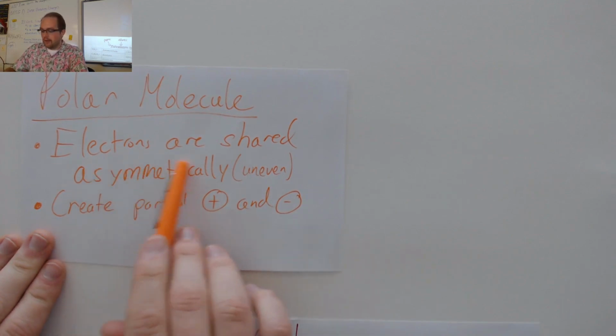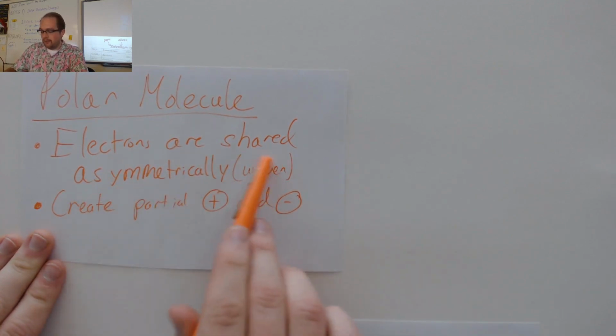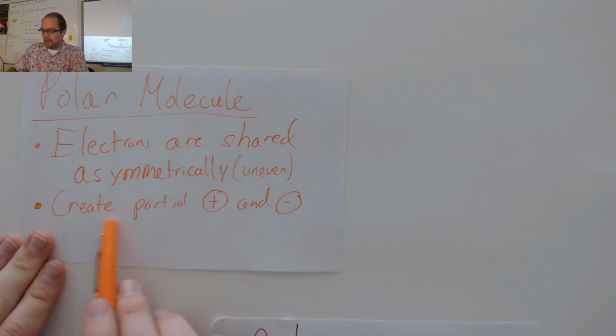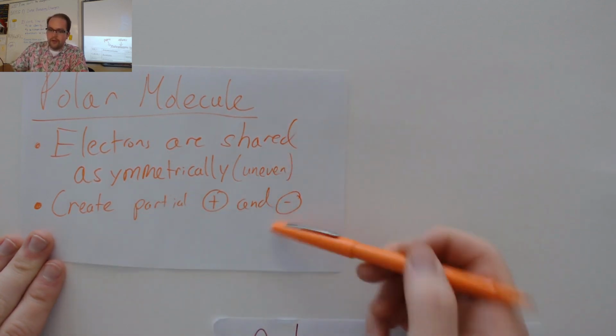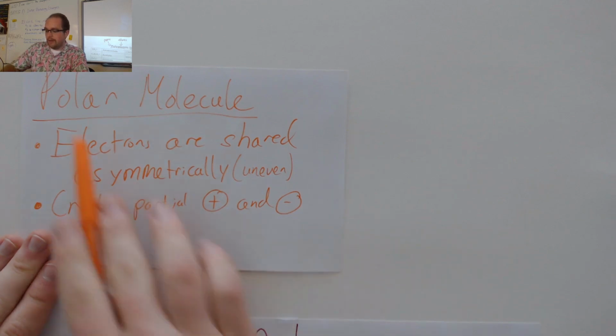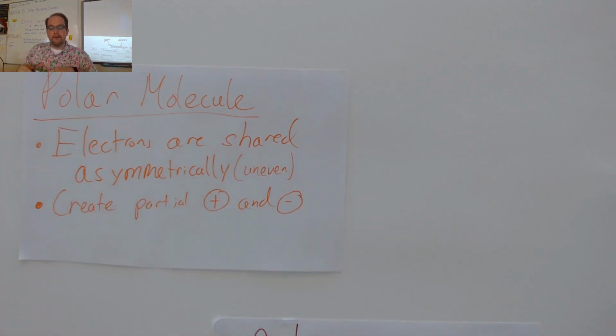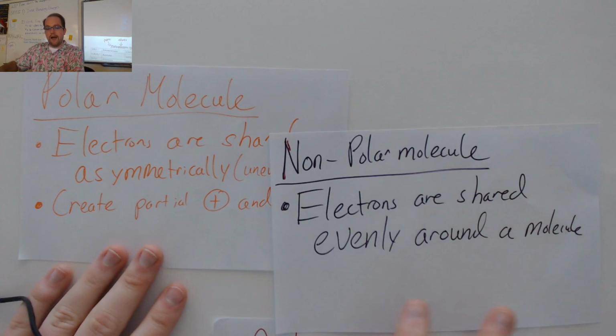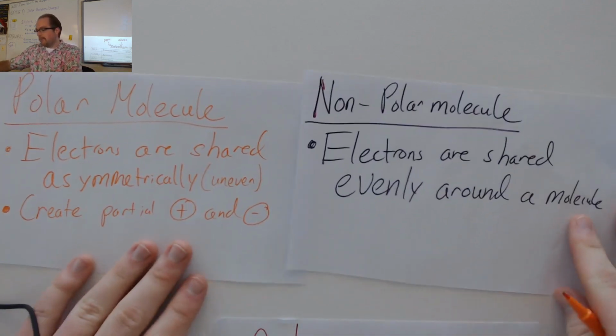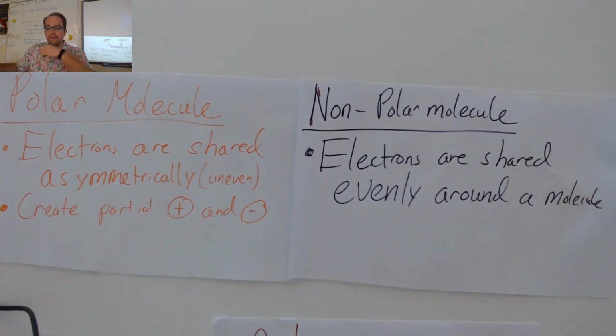Okay? So these electrons are shared asymmetrically, also known as unevenly. They create partial positives and partial negatives, like the poles on the Earth. So that's how we get the idea of the word polar. Nonpolar things are the opposite. These are atoms where the electrons are shared evenly around a molecule and you don't get any positive or negative charges involved. So let's take a look at some simple examples.